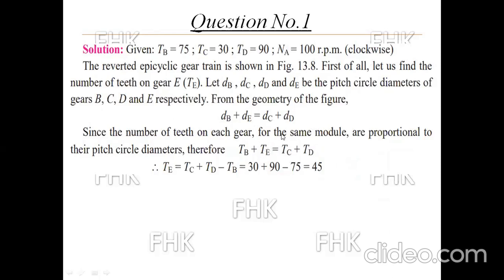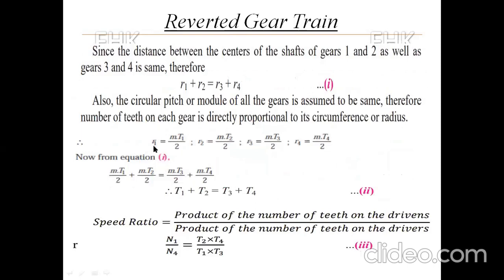You can see here pitch circle radius. As you know, the formula for module is m = d/t, but instead of writing in terms of d, I am writing the formula in terms of radius. Pitch circle radius r1 = m t1 by 2, r2 = m t2 by 2, same as r3 = m t3 by 2 and r4 = m t4 by 2.